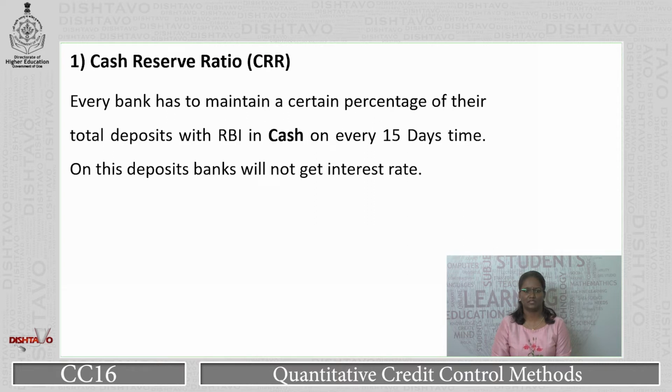The first concept is cash reserve ratio. Here, every bank has to maintain a certain percentage of their total deposits with RBI in cash every 15 days. On this deposit, banks will not get any interest rate.